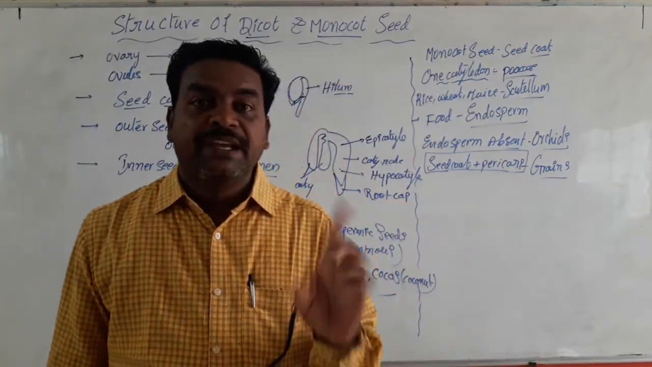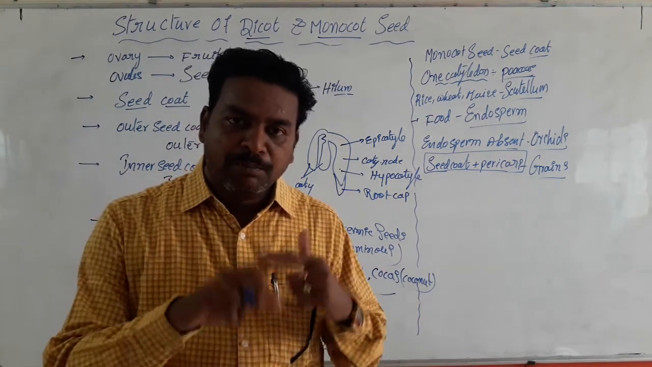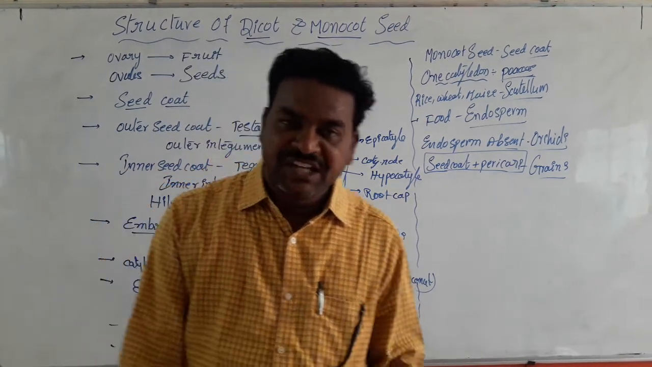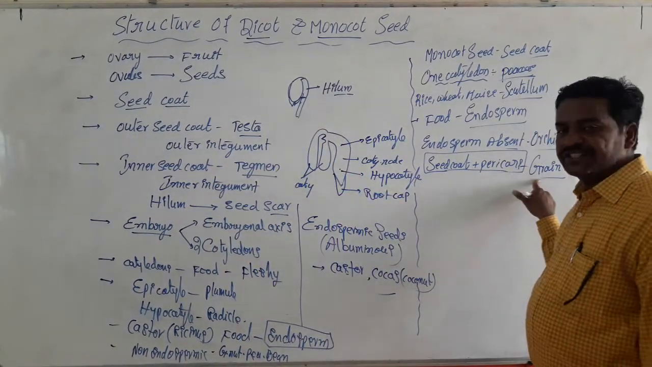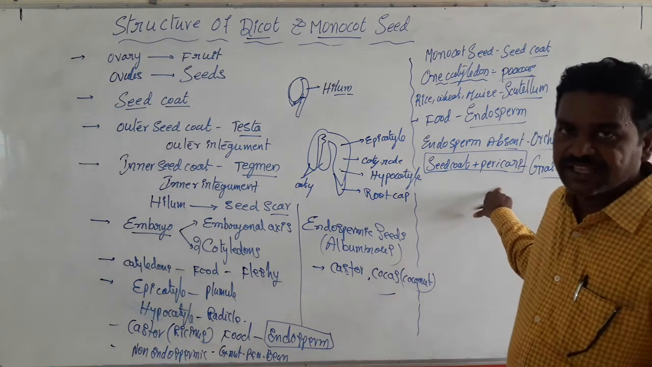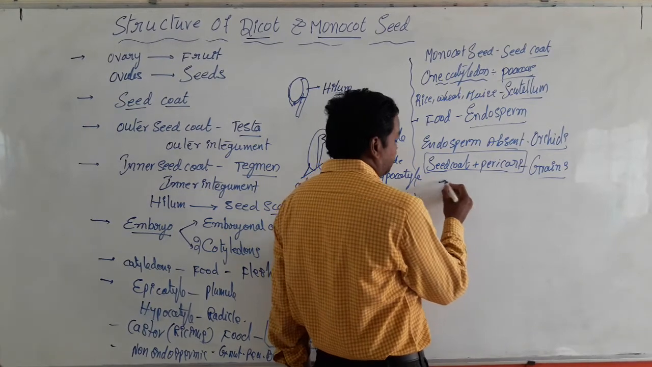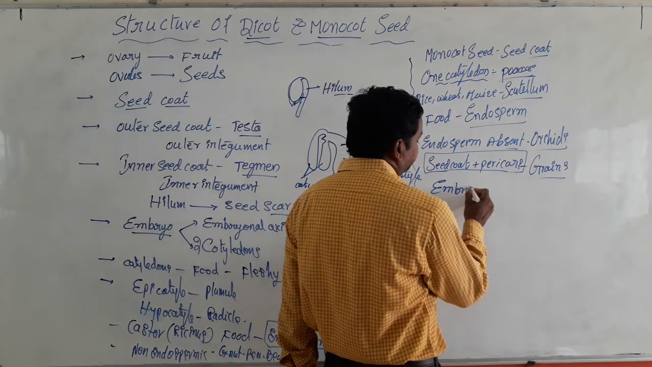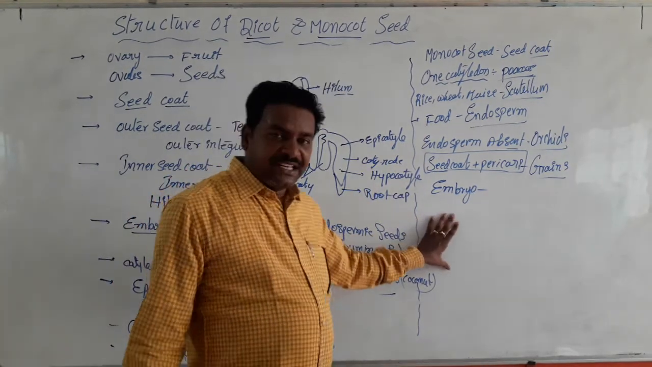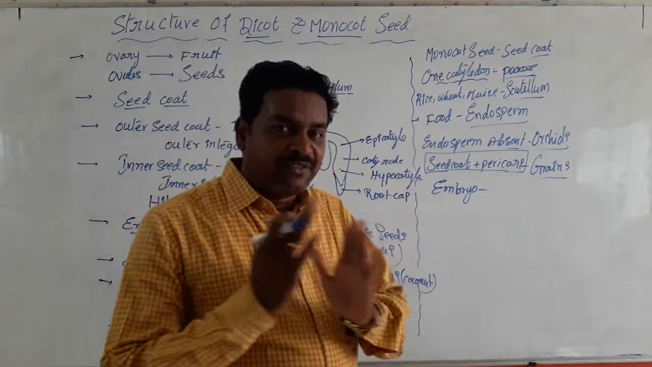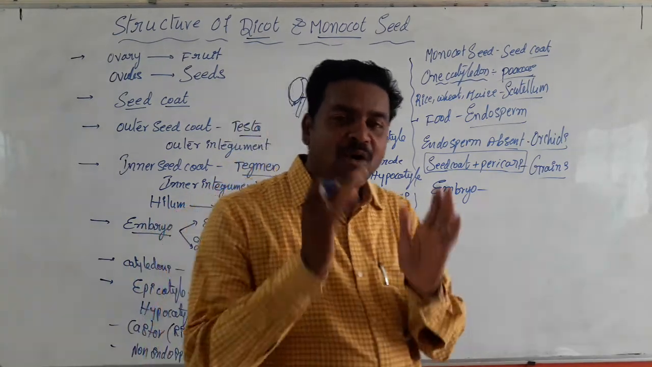Seed coat and pericarp, pericarp means fruit wall, are completely fused. Such fruits are called caryopsis fruits, and generally they are also called grains. Similarly, within the seed coat there is an embryo. So in monocotyledonous seed, the embryo is situated at one end of the endosperm in a small groove.